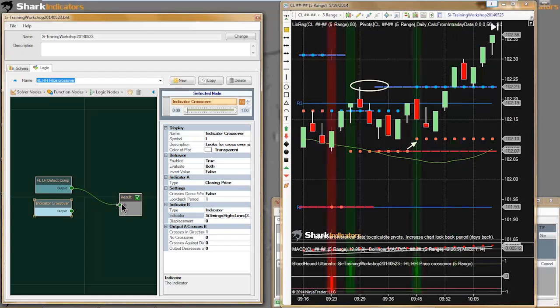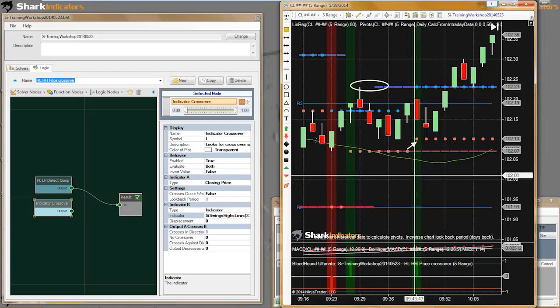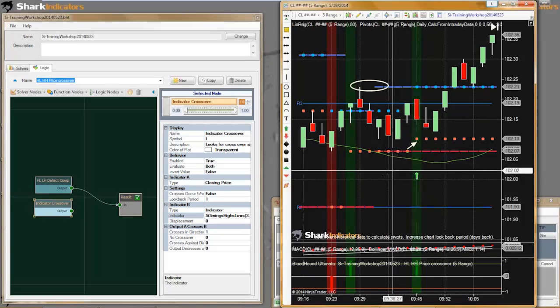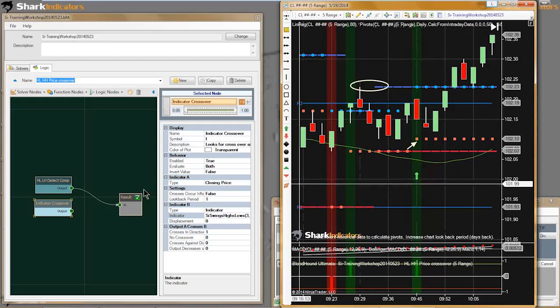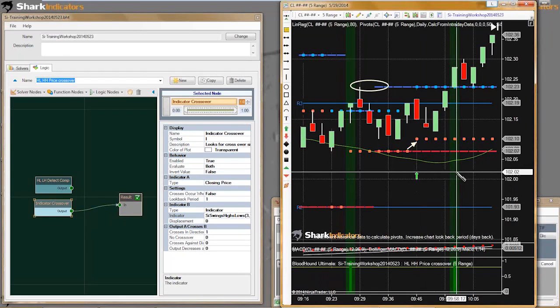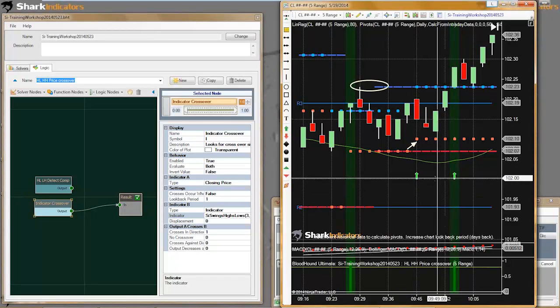So what we have is condition 1. I'll mark a little arrow here, and mark a little arrow here. There we go. So there's condition 1 happening, our higher low. And then we have condition 2 happening over here. So we need to find a way to link these two together.